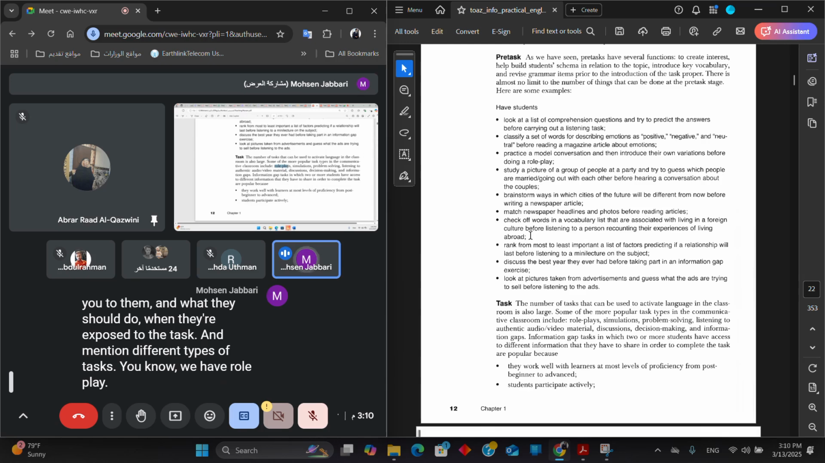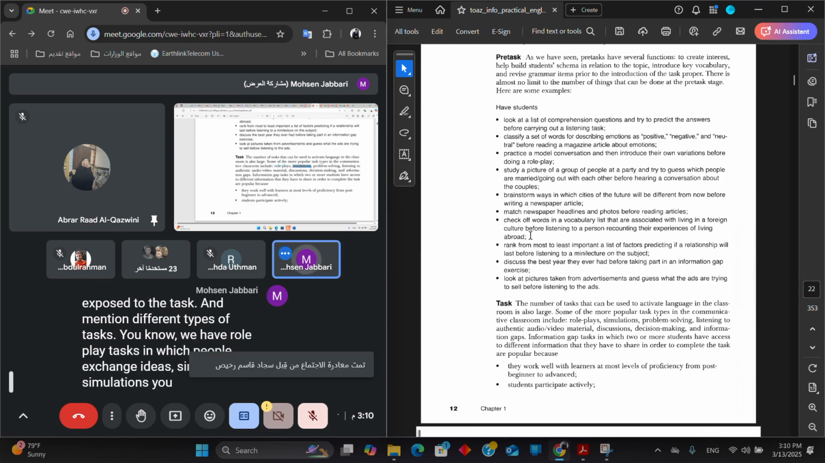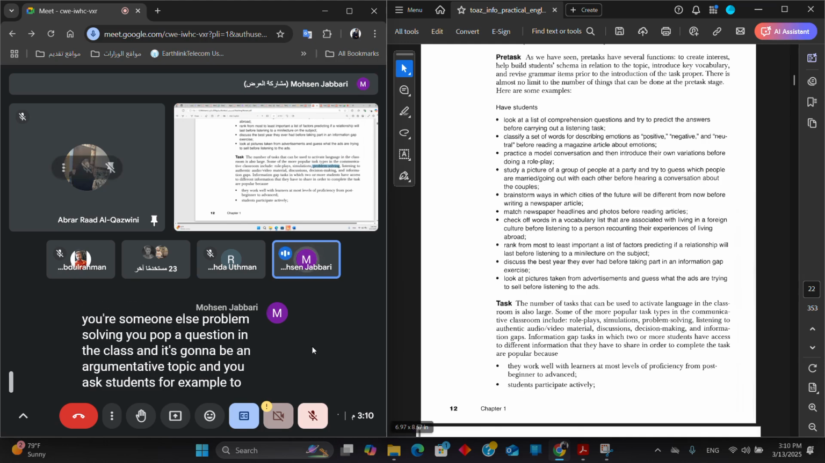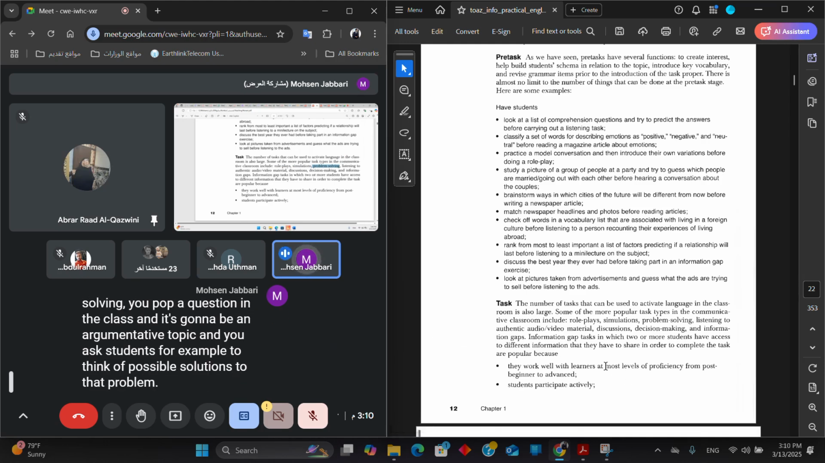We have role play tasks in which people exchange ideas, simulations. You act as if you're someone else. Problem solving. You pop a question in the class, and it's going to be an argumentative topic, and you ask students, for example, to think of possible solutions to that problem. You listen to authentic audio and video material.